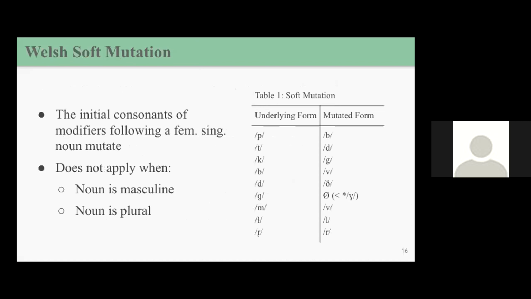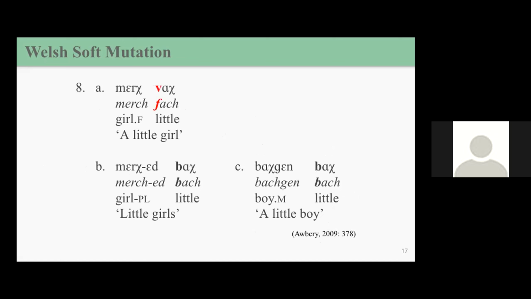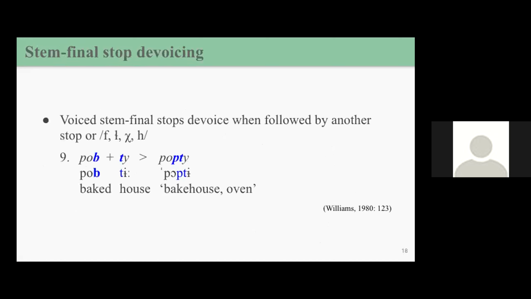One of the most interesting or relevant morphophonological processes is soft mutation. Basically, the initial consonants of modifiers following a feminine singular noun mutate. It does apply in other positions, but this is the one that's relevant. It doesn't happen when the noun is masculine or plural. For instance, in 8, you have merch fach with a V, but if you had the plural, merched bach, you don't get the alternation. You don't get soft mutation. Same if the noun is masculine.